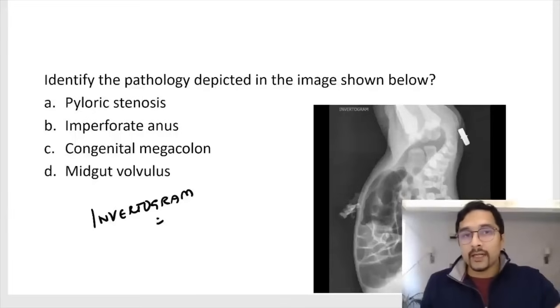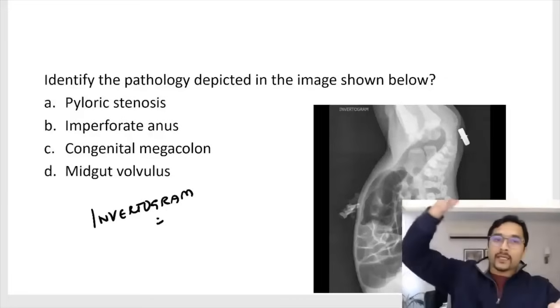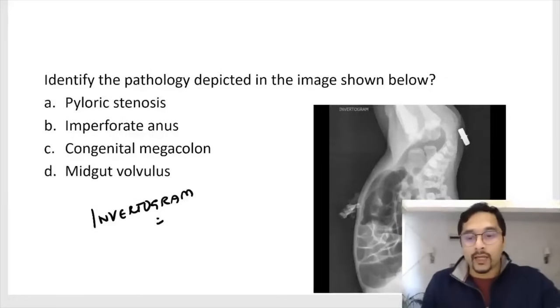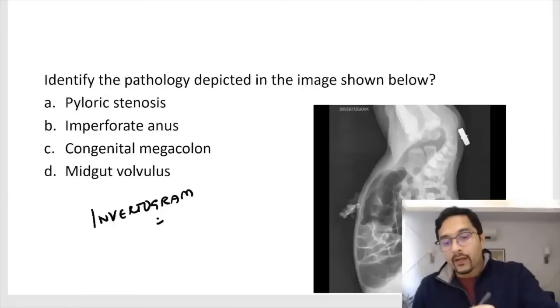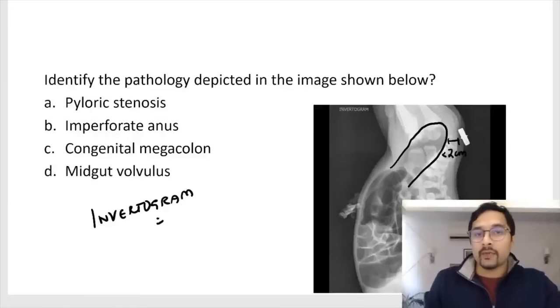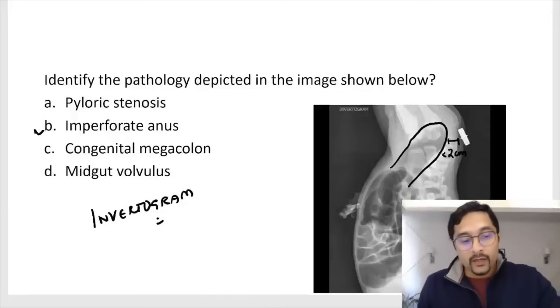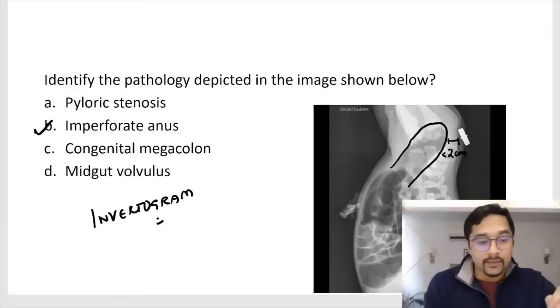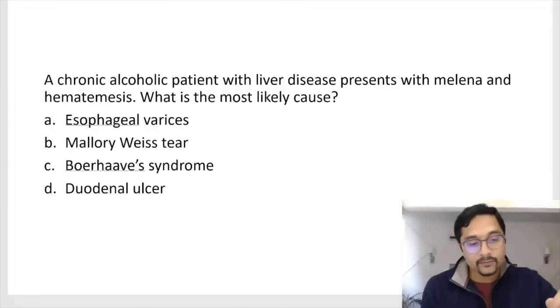When there is an anorectal malformation, we turn the patient upside down, we keep a metallic pointer at the proposed site of the anal opening, and then we take an X-ray. You can see that this is the gas shadow and this is the marker. If the distance is less than 2 centimeters, we call it a low anorectal malformation. If the distance is more than 2 centimeters, we call it a high anorectal malformation. Right? So this you should know, this was a new topic which was asked in the FMG exam last time. You should be aware of this.